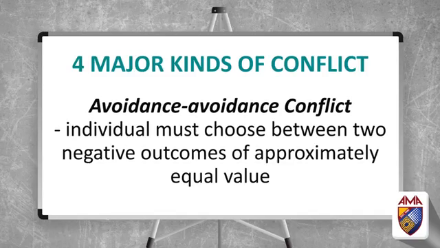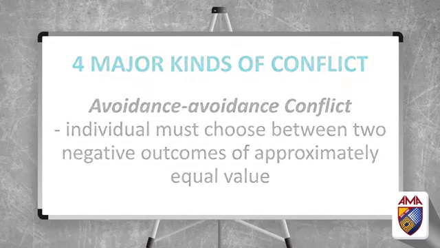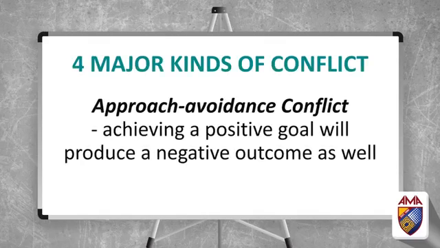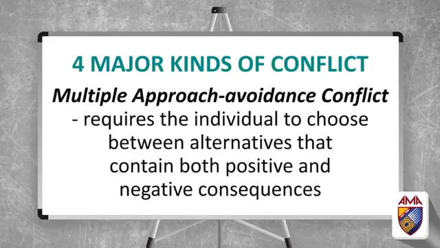Avoidance-avoidance conflict. Conflict in which individual must choose between 2 negative outcomes of approximately equal value. Approach-avoidance conflict. Conflict in which achieving a positive goal will produce a negative outcome as well. Multiple approach-avoidance conflict requires the individual to choose between alternatives that contain both positive and negative consequences.